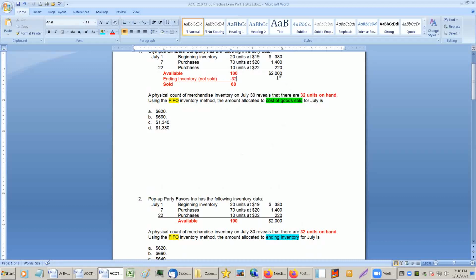I'll give you another hint here: whatever you come up with for these two, the ending inventory and cost of goods sold, they should equal that. Some of these were sold, some of them weren't, but those two together should come out to be the same as the 2,000. So you can kind of check your answer a little bit, because these two should add up to that.